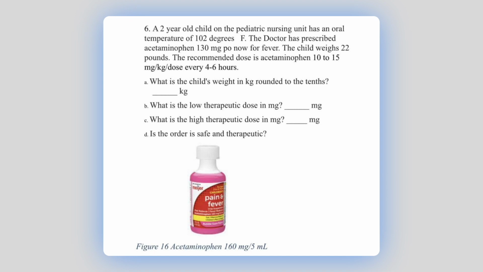Then the questions we need to figure out are: what is the child's weight in kilos, rounded to the nearest tenth? What is the lowest therapeutic dose in milligrams? What is the highest therapeutic dose? And is the dose that the doctor ordered safe? Then I'm going to take it even a step further. At the bottom of this picture, you can see the concentration for acetaminophen. This is a pretty standard concentration, 160 milligrams per 5 mLs. So how many mLs are we going to give at the very end?